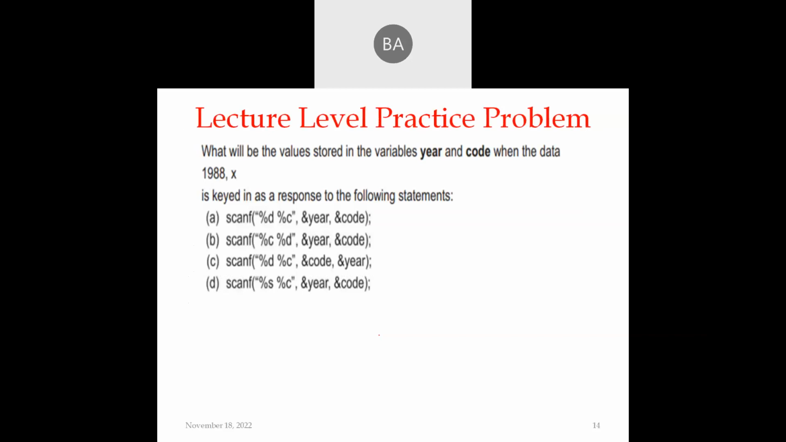So this is the lecture level practice problem. What will be the values stored in the variables year and code when the data 1988 and code as X is keyed in response to the following statements? In the first statement, scanf percentage d, percentage c, ampersand year, ampersand code, what values does it read? It reads 1988 into year and X into code. For example, if you are given percentage c, percentage d, or percentage d, percentage c with ampersand code, ampersand year, what values does it read? Try to execute these scanf statements and see what values are read if you give the input in this fashion.